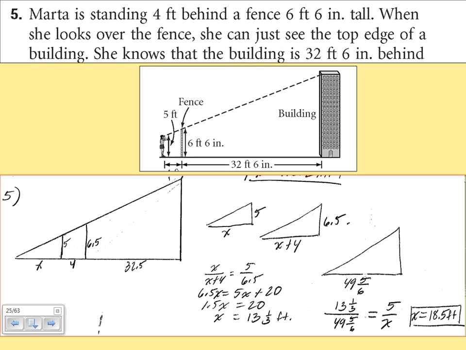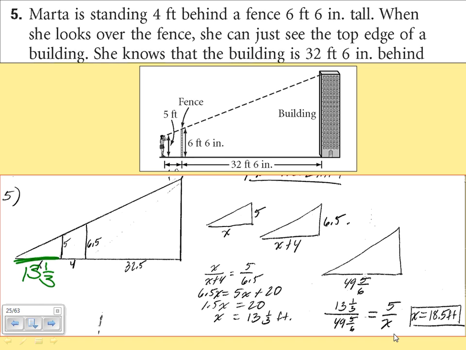So what you do is you make two similar triangles at first, and it's the smaller triangles. X, 5, x plus 4, 6.5. What you want to do from here is make a proportion: x to x plus 4 is to 5 to 6.5. Then you cross multiply, figure out what the answer is, and I got 13 1/3 feet. Again, 13 1/3 feet is this part right here.